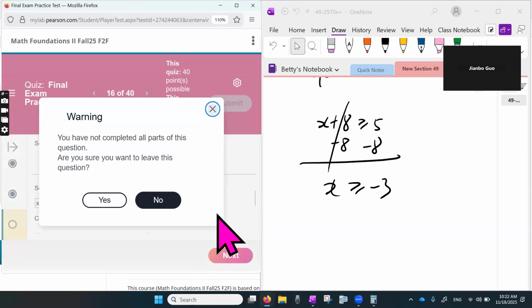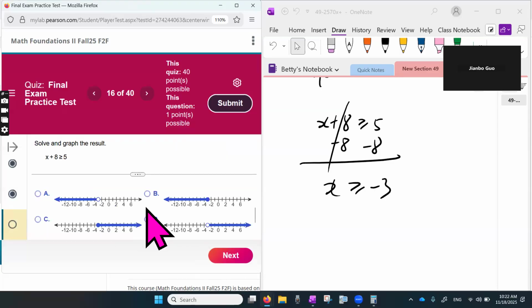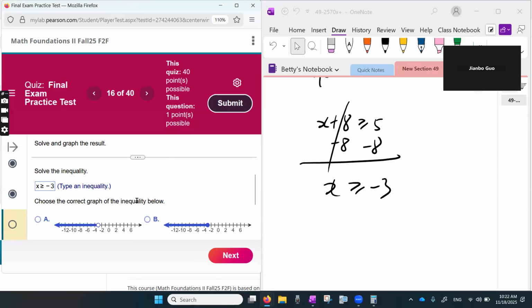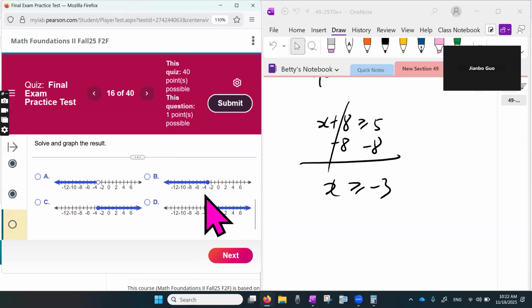You have not completed all parts. Are you sure you want to leave? No. Yeah, I almost made a mistake, right? It's good that the system reminds me. Bigger than or equal to 93. And which graph represents that? It has to be to the right, right? From 93 to past infinity, with 93 a solid dot, because 93 is included. We have a bar underneath the inequality symbol. So it's going to be this one, C.